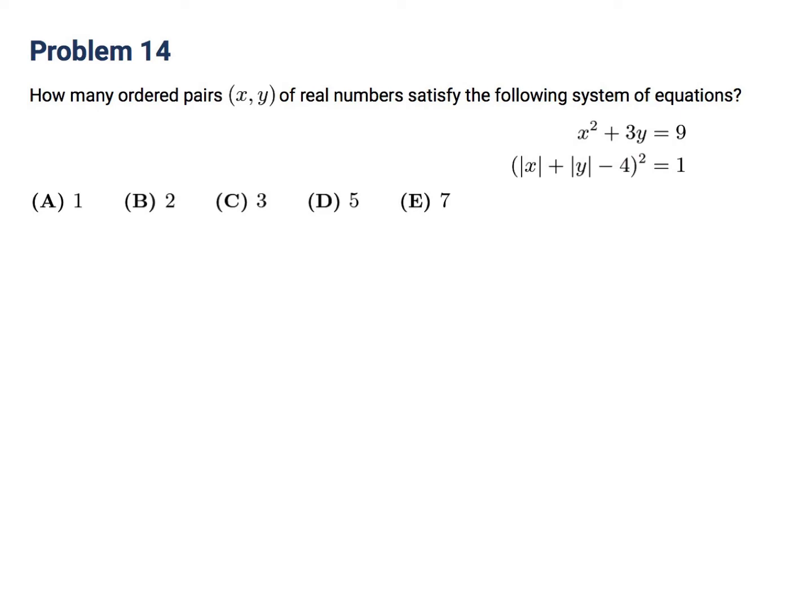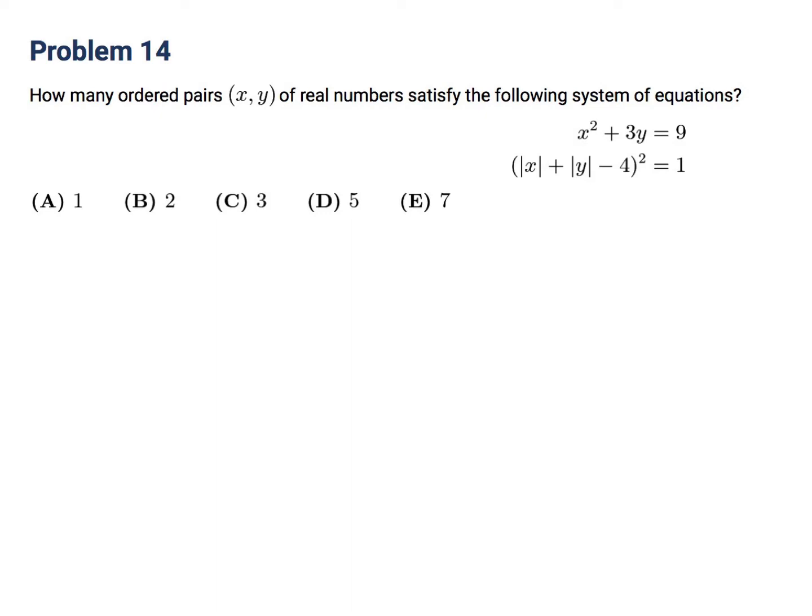How many ordered pairs x, y of real numbers satisfy the following system of equations? Okay, so we've got 2 equations and we have a choice. Either we solve this algebraically or we create a graph. And I think the graph system is a lot easier to explain, and it's actually not that difficult to create.